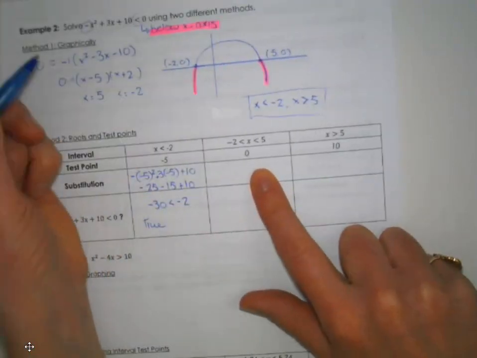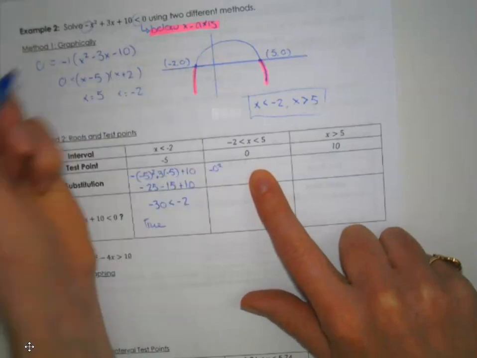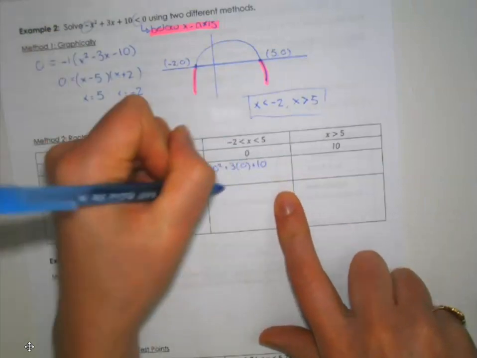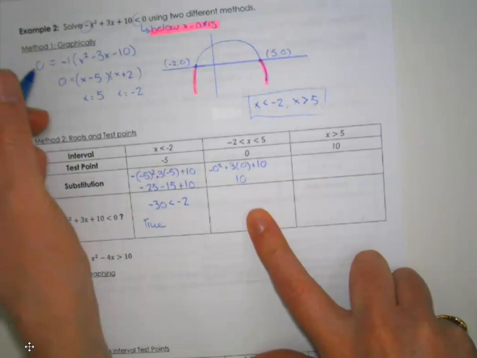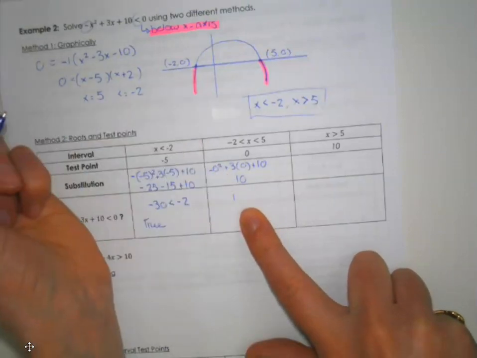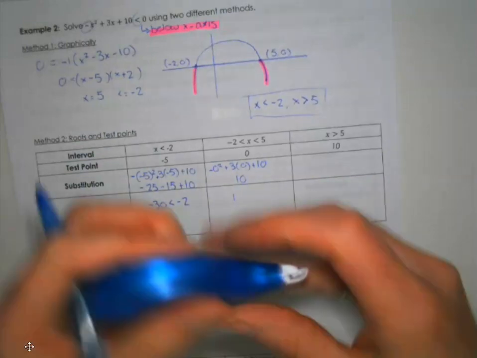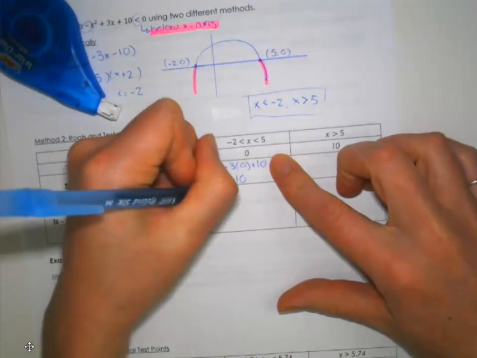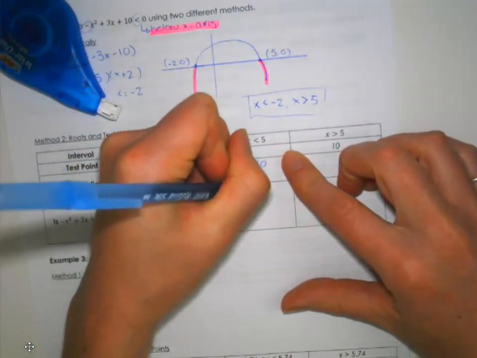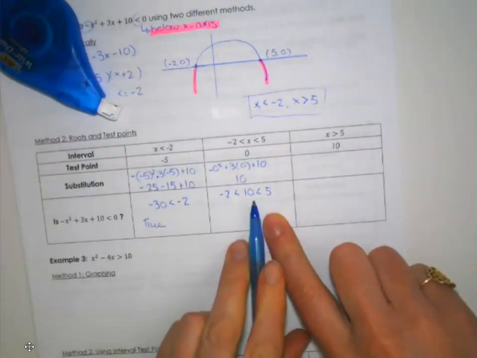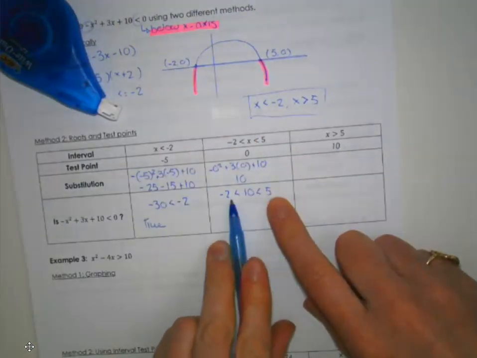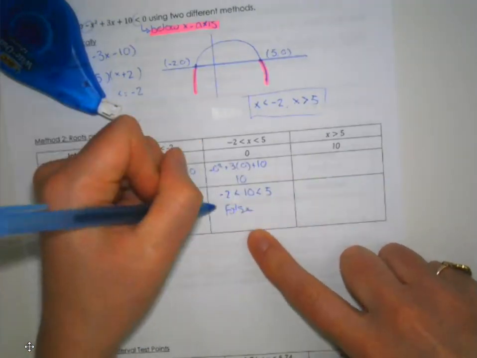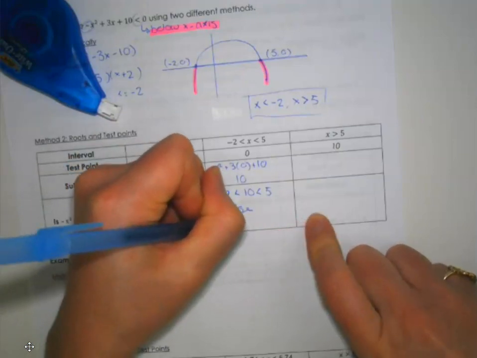For this one, we have 0, so it's going to be -0 squared plus 3 times 0 plus 10. So basically plus 10. And so our inequality is saying that 10 is between -2 and 5. So we're saying basically 10 is between 5 and -2, which is false. And so that means that it's not part of the solution area.